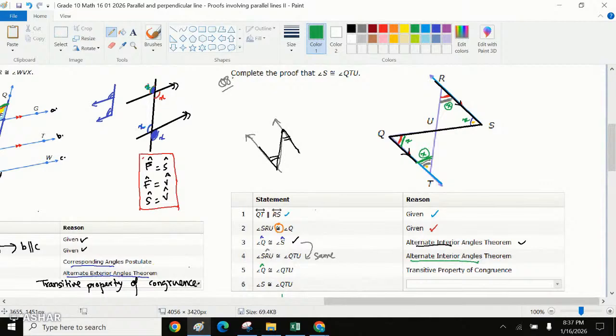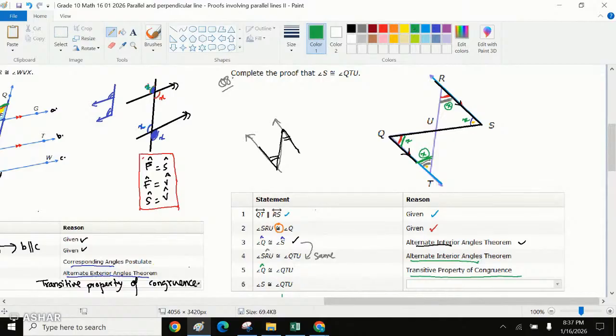Okay, no, sorry, that was previous. This would be transitive property of congruence. Sorry, my bad. Transitive property of congruence: when A equals B and B equals C, then A equals C, right? That is transitive. It means transition from A to B and B to C.